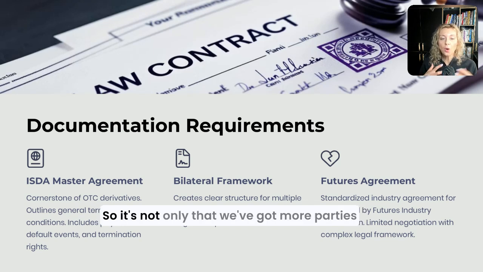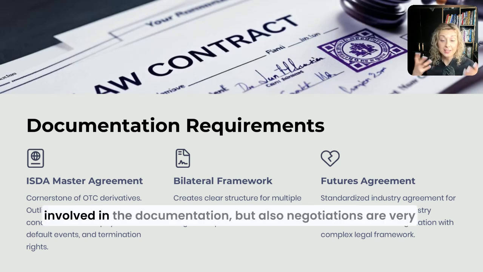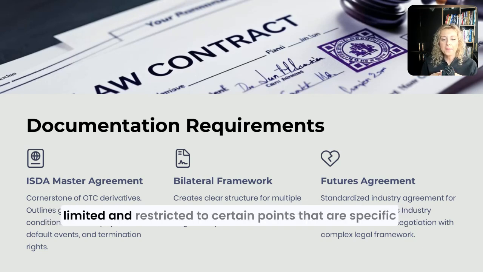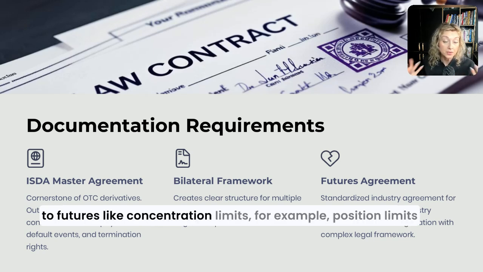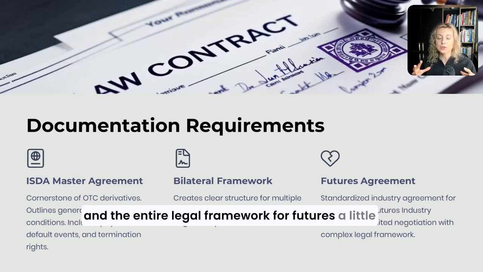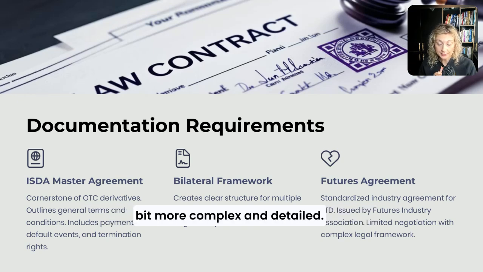So it's not only that we've got more parties involved in the documentation, but also negotiations are very limited and restricted to certain points that are specific to futures, like concentration limits, for example, position limits. And the entire legal framework for futures is a little bit more complex and detailed.